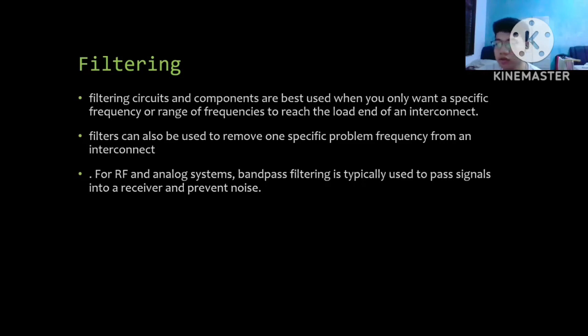For RF and analog system, band pass filtering is typically used to pass signal into a receiver and prevent noise. Power system will also make use of filter, primarily on the output stage of the regulator or the input stage where the device is connected to the main power source. In this usage, the filter is applied to try and remove conducted common mode current. Switching regulator topology have a built-in filter from the inductance. If there is too much noise on the output from your regulator stage, we might need to increase the inductance.